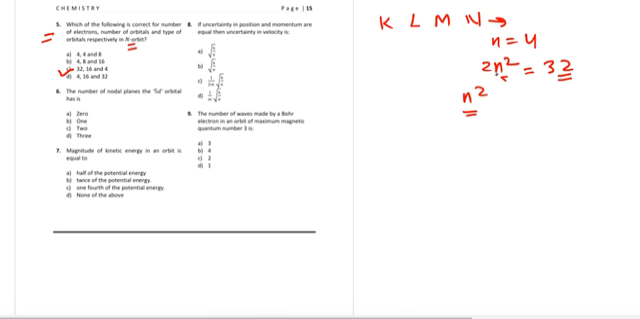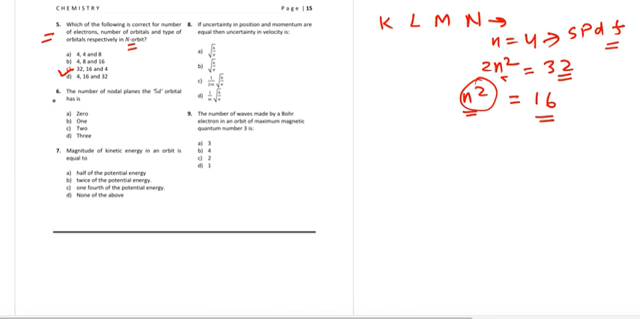So you have 2n² electrons, so the number of orbitals will be n², which is equal to 16. And since the principal quantum number n is 4, you will have 4 types of orbital: s, p, d and f. Fine, so the answer will be C in this case.